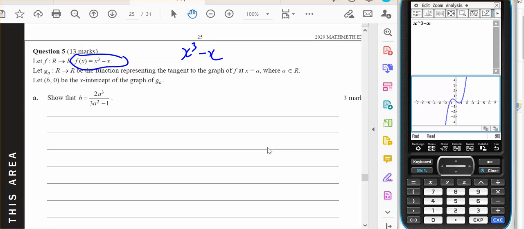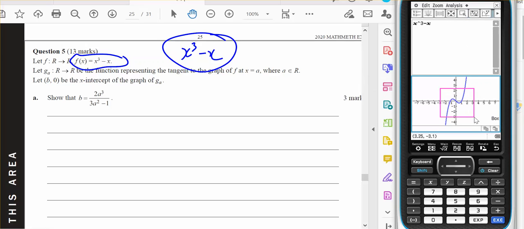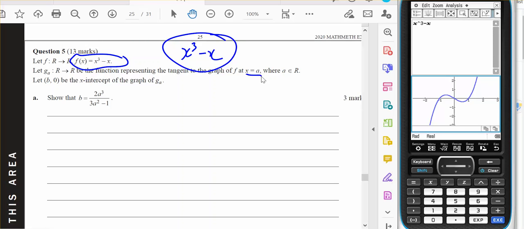Okay, so this comes out of question number 5. So we have this cubic, and I've drawn this cubic over here. So it looks like it's a nicely symmetrical cubic. Let G be the function of the tangent at x equals A. Let B be the x-intercept of the tangent. 3 marks for a show that question.